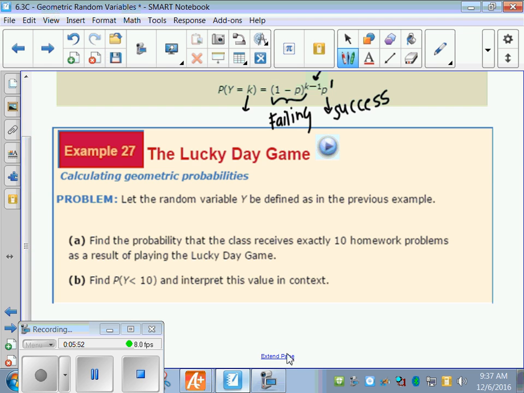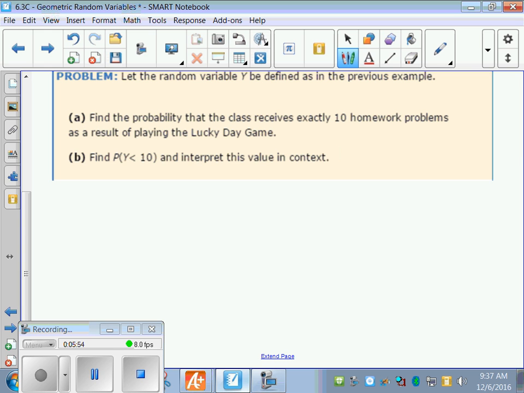Find the probability that the class receives 10 homework problems as a result of playing the Lucky Day game. All right. So probability that y is exactly equal to 10. So we're going to use the formula. So in the first part, it's 1 minus p. The probability of not getting it right. What is that in this case?